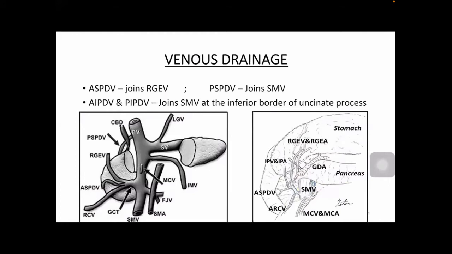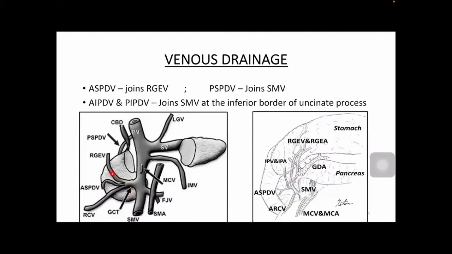Let's see this anatomy. This is the anterior superior pancreaticoduodenal vein. It joins the right gastroepiploic vein and the right colic vein and forms the gastrocolic trunk. This gastrocolic trunk drains into the superior mesenteric vein. This is very important because for mobilization of the head of the pancreas, the initial step is to find this gastrocolic trunk and ligate it before proceeding with mobilization for Whipple's procedure.